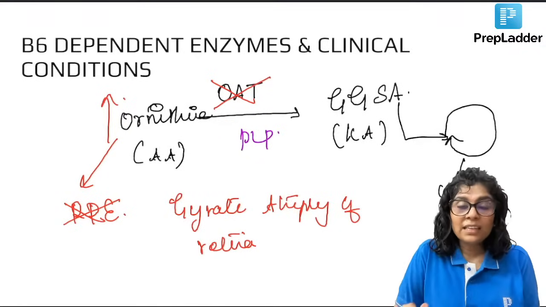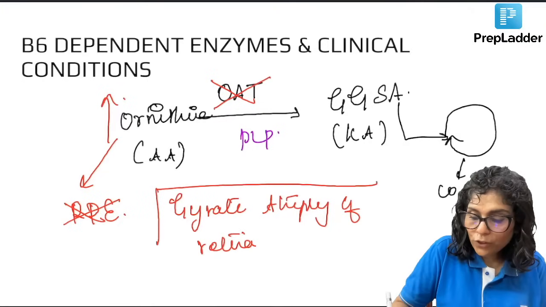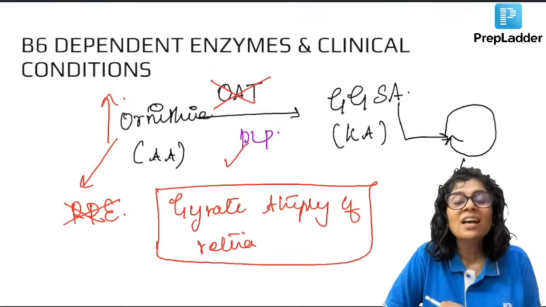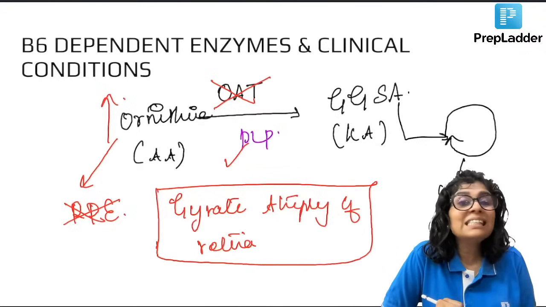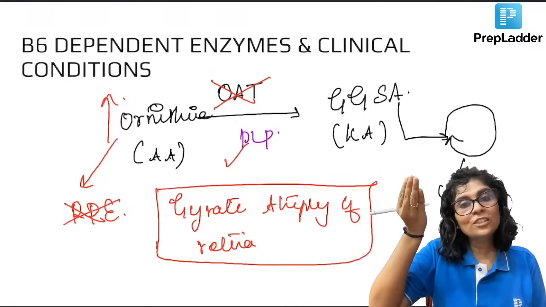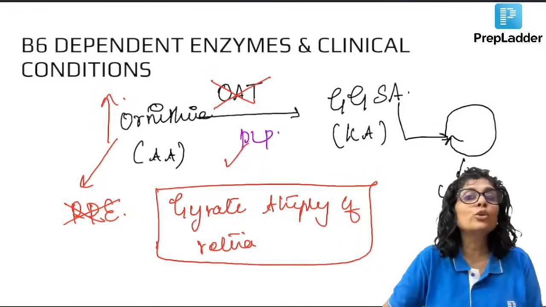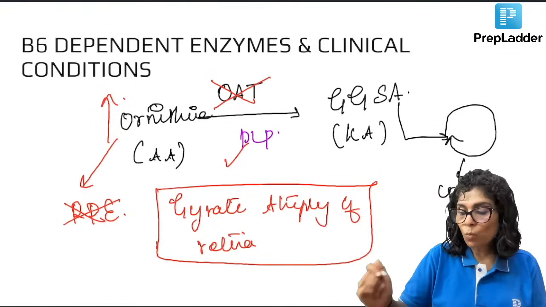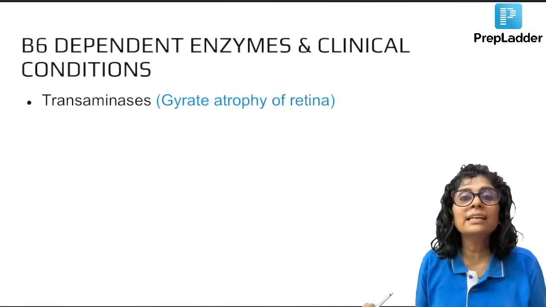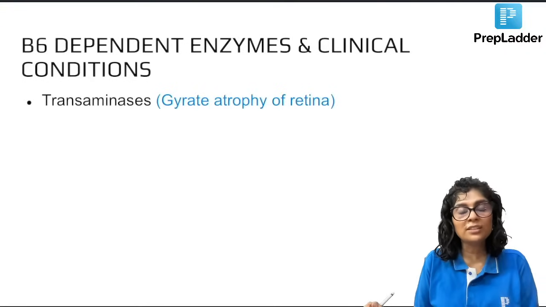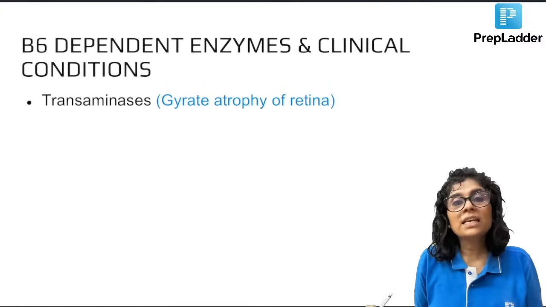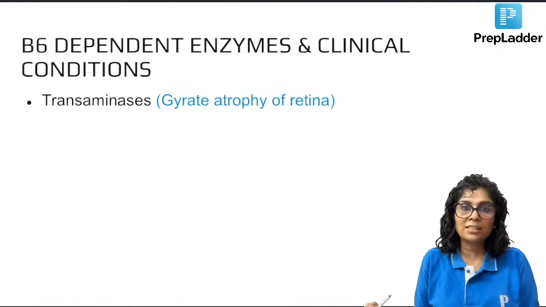Okay. And that is why whenever you make a diagnosis of gyrate atrophy of retina, what should you supplement to those patients? Start supplementing them with B6. Because in that case, ornithine aminotransferase activity is stimulated and ornithine does not accumulate. So can you all tell me one clinical condition that responds to B6 supplementation? Gyrate atrophy of retina, because all transaminases are dependent on B6. Okay.